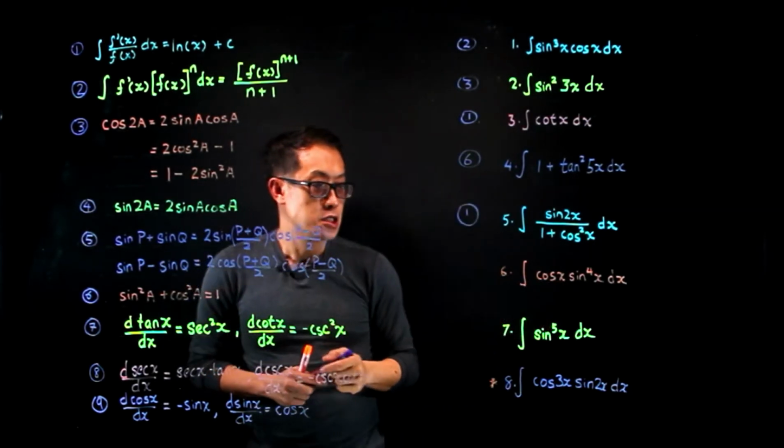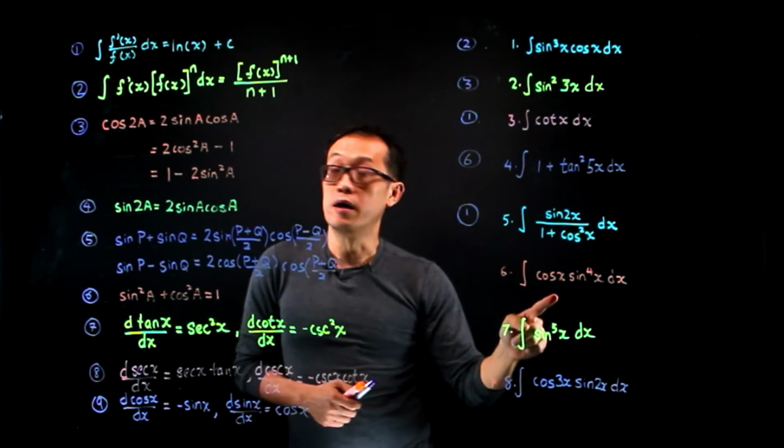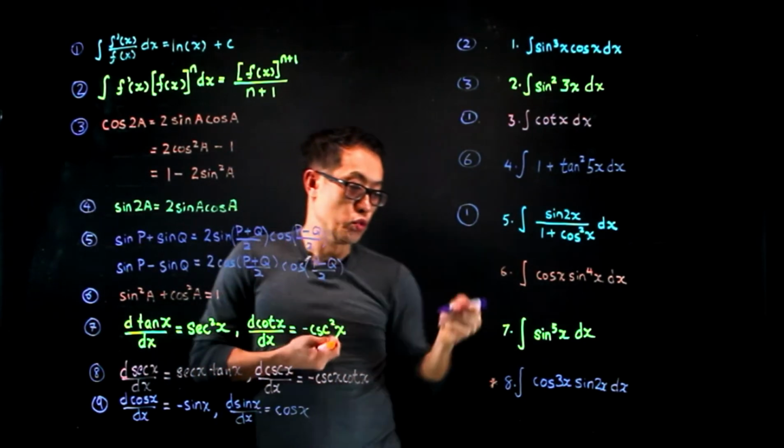Now how about this? Now you differentiate sine x, it is cos x. All right, differentiate sine x is cos x. So you use formula number 2.